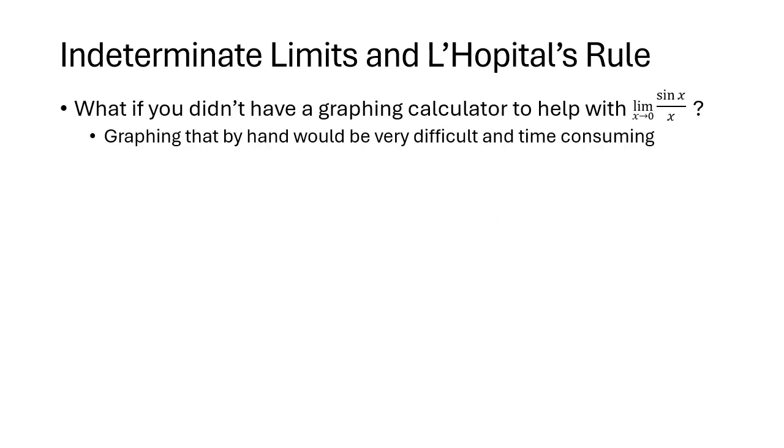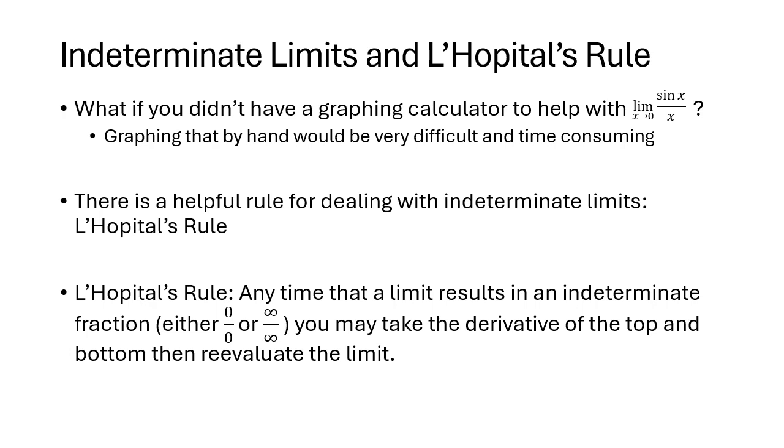So we now consider the case that we don't have a graphing utility to use to calculate the limit as x approaches 0 of sine of x over x. Well, it is possible to create a graph by hand. This is time consuming, and this gives a lot of opportunities for errors. So as it turns out, there is a helpful rule for this, and that is L'Hopital's rule.